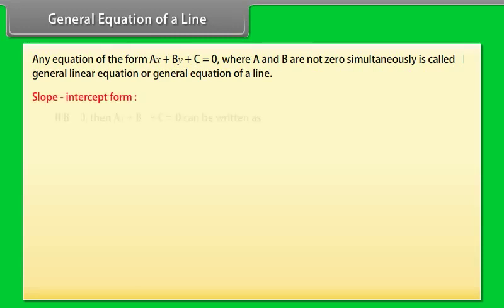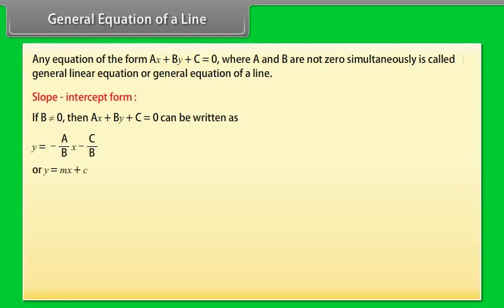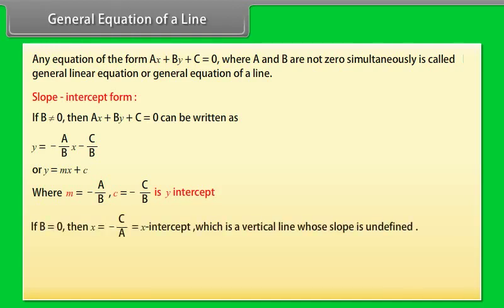Slope-intercept form. If b is not equal to 0, then ax + by + c = 0 can be written as y = -ax/b - c/b, or y = mx + c, where m = -a/b is the slope and c = -c/b is the y-intercept. If b is equal to 0, then x = -c/a is the x-intercept, which is a vertical line whose slope is undefined.